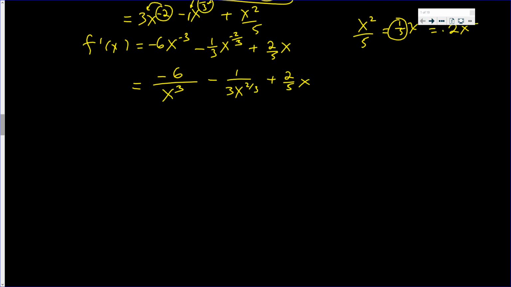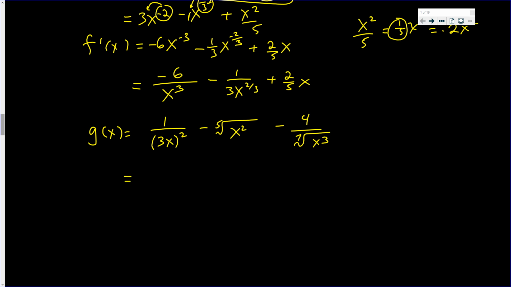Suppose you were told that g of x was equal to 1 over 3x all squared minus the 5th root of x squared minus 4 over the 7th root of x cubed. So, first let's rewrite it. This is 1 over 9x squared minus, well, we'll keep this the same right now.